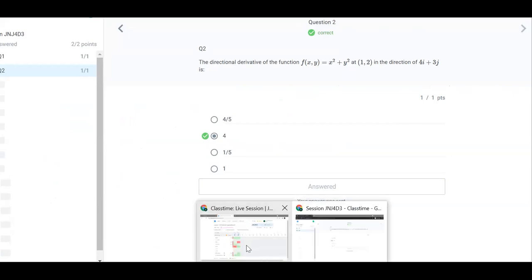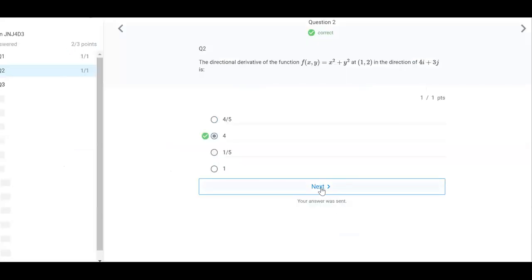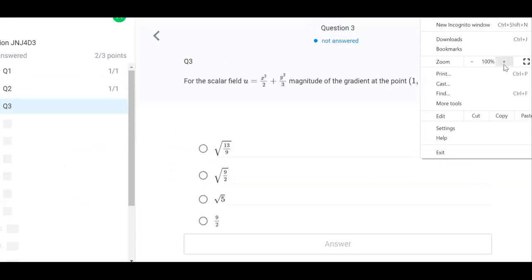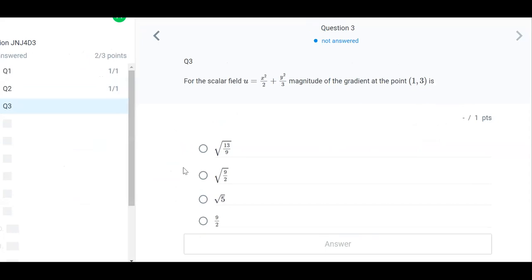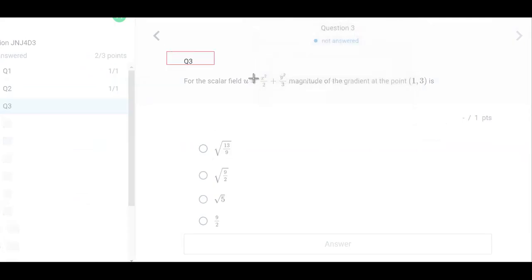I have to enable the question 3. This is a question. For a scalar field given like this, find the magnitude of the gradient at the point 1 comma 3. This is again a simple question.